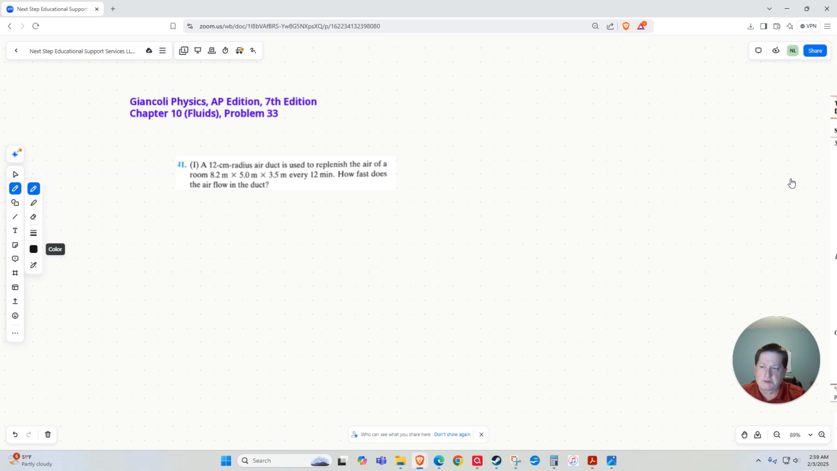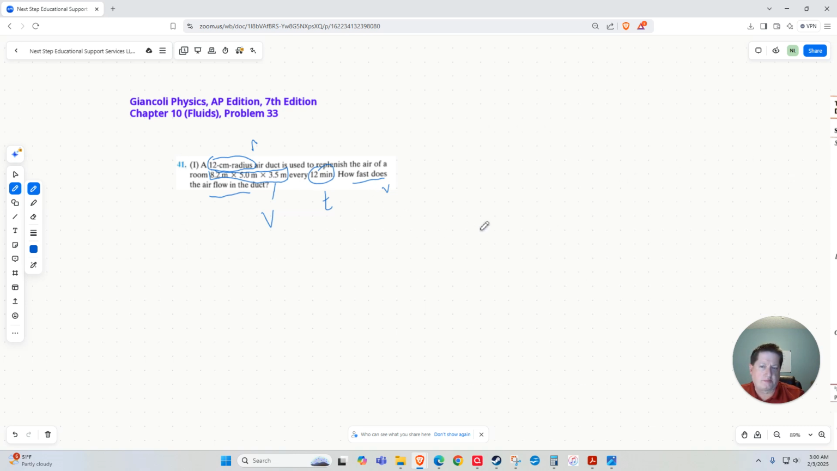Okay, as with most problems, it's a good idea to identify the values you have. We have a 12 centimeter radius air duct. As far as I know, that's the only radius we have, so let's label it R with no subscript. We have three linear dimensions, which can be used to calculate the volume of the room. We use capital V for that. And we have a time. Then the question being asked is, how fast does air flow in the duct? You might think that would be little v, velocity, which seems reasonable.